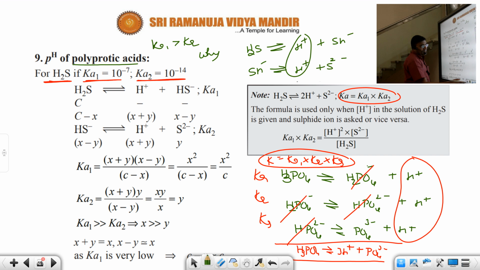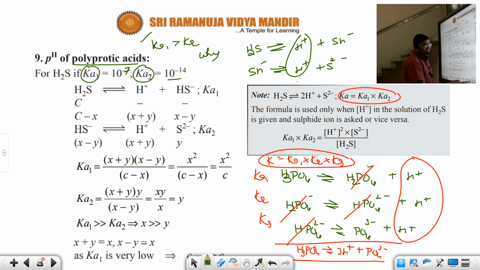So here the K1 value is given, and the K2 value is given. Which is greater? K1 is greater, because it is on the order of 10 power minus 7, while K2 is on the order of 10 power minus 14. Now I am going to offer the explanation. Why, in polyprotic acids, is K1 always far greater than K2, or K1 greater than K2 greater than K3? Let us see. It is a very interesting explanation based on the common ion effect.